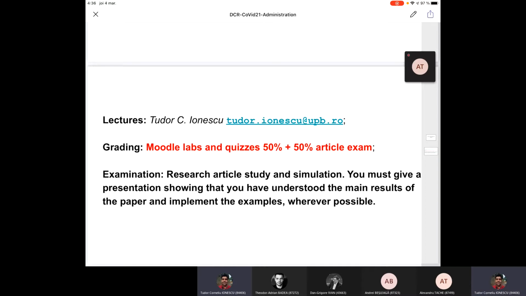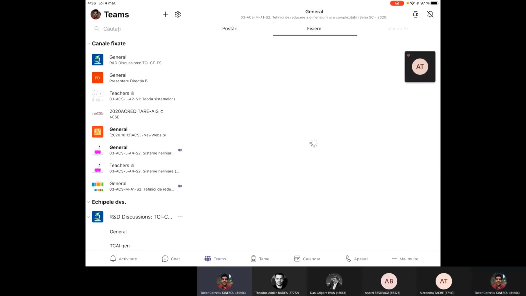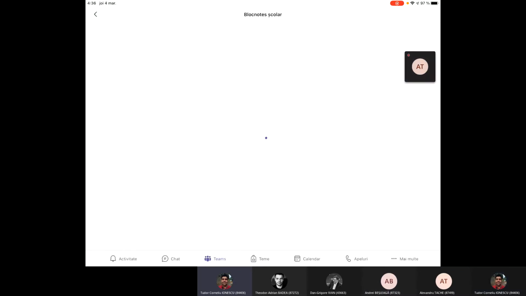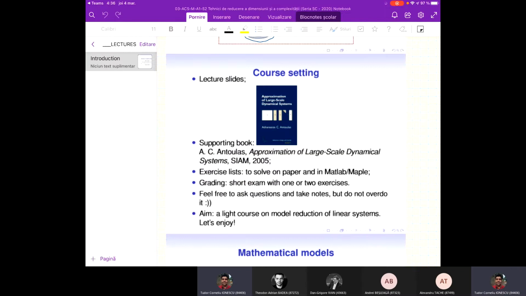Is it clear? Yes, it's clear. Fine. That's all you have to do. Good. So you need to follow the Moodle closely to see when you get quizzes and assignments.